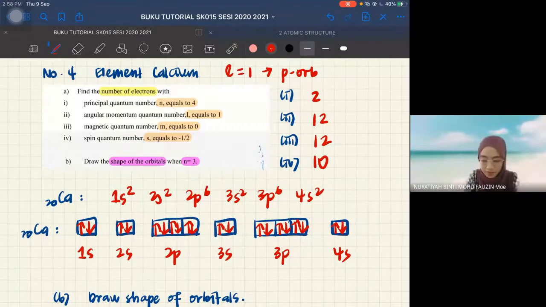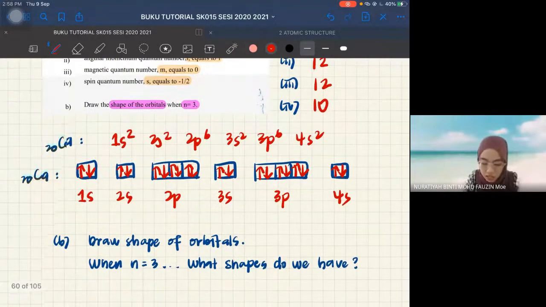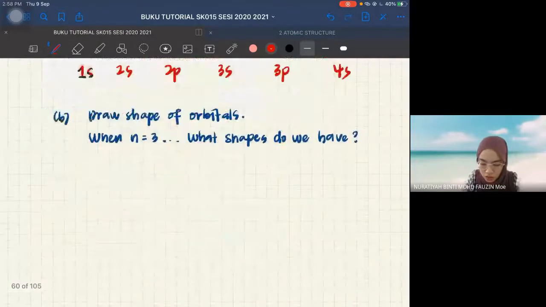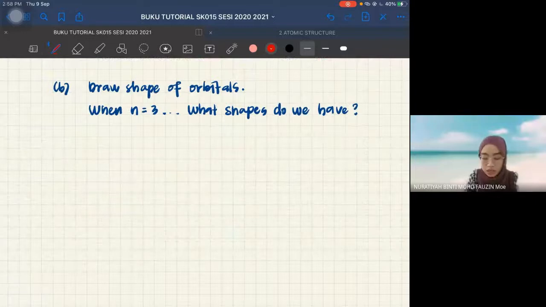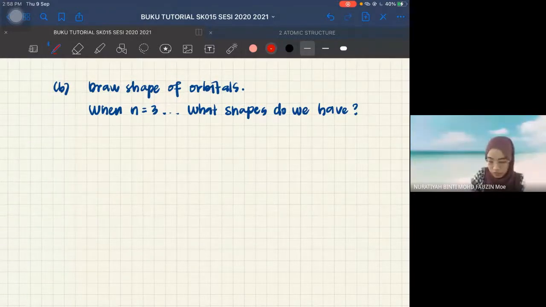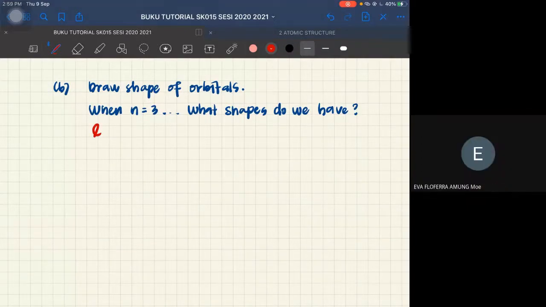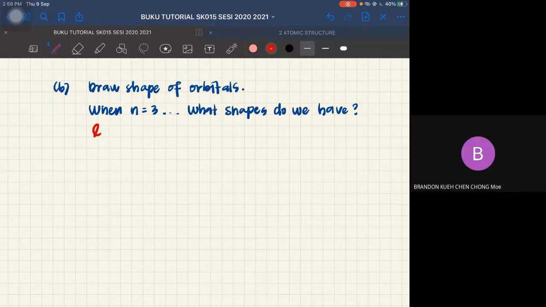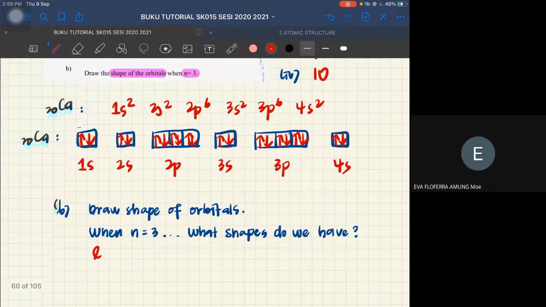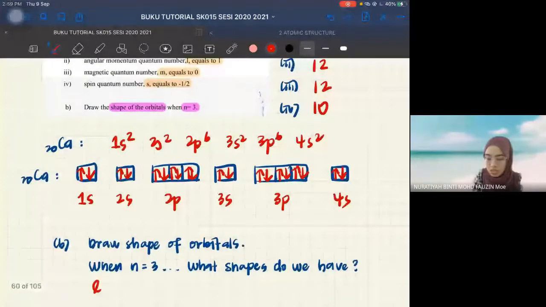Next, draw the shape of the orbitals when n equals to 3. What shapes do we have? What are we going to look at? Your possible values for l. Since we want to know the shape, we will write down the values of l.